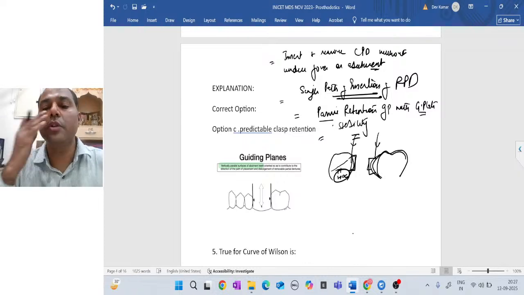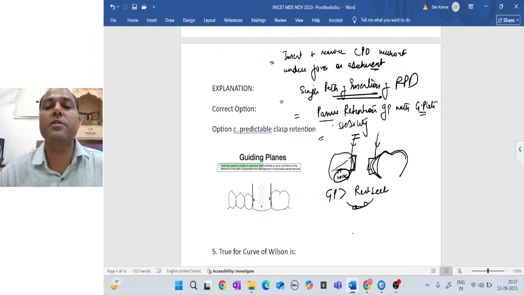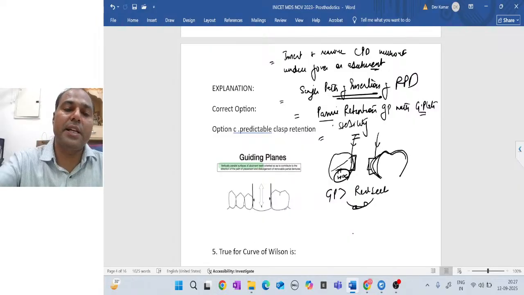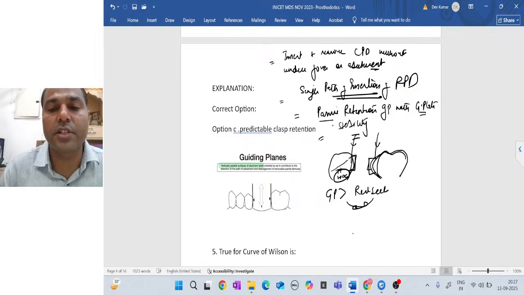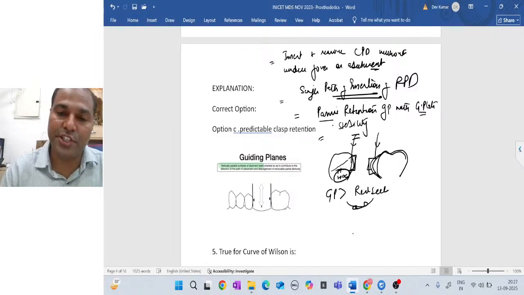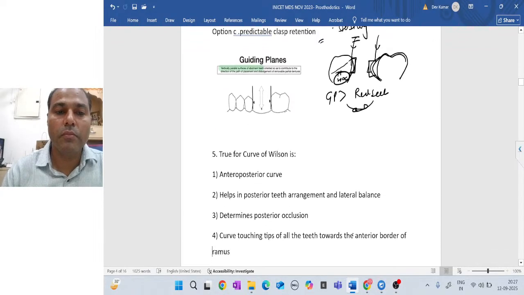Okay? So the order of producing is that first you make the guide plane, after that you make the rest seat. Never do it the other way around. Why? Because if you make the rest seat first, and after that you make the guide plane as a mouth preparation procedure, the dimensions of the rest seat might change. Okay?